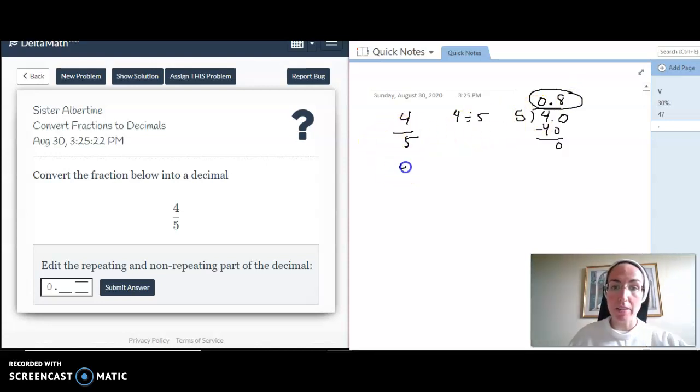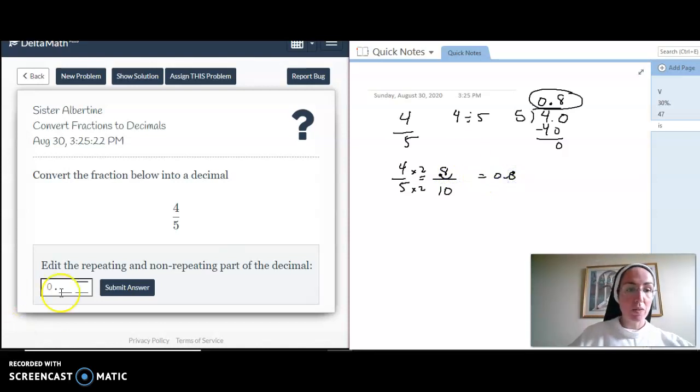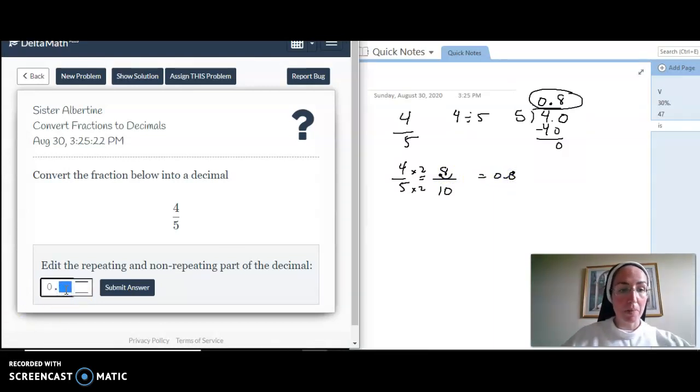I could have done this another way, though. I could have said 4/5 is the same thing as what over 10, or what over 100, because a decimal is based on 100. Deci stands for 10, as you know from what you're learning in physics. So if I multiply by 2 on the bottom and by 2 on the top, I get 8/10. And when I divide by 10, I move the decimal over equal to the number of zeros. There's 1 zero, so my answer would be 0.8. So that would be two ways of doing the same problem.